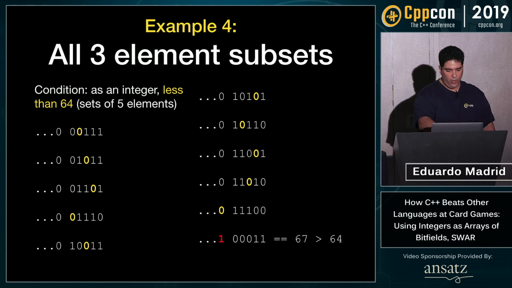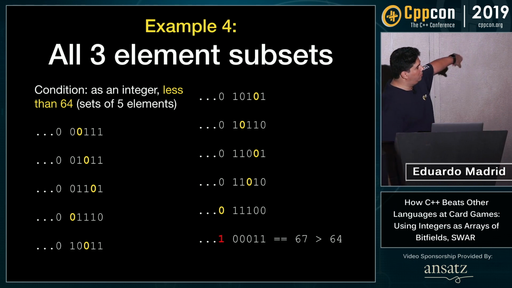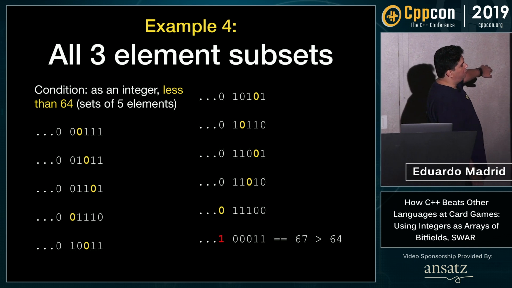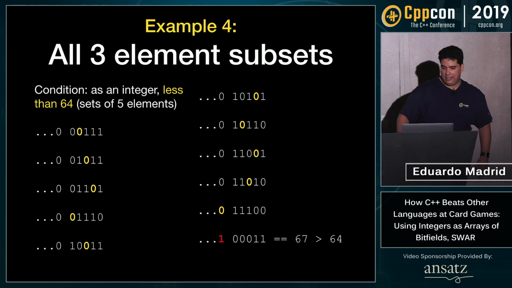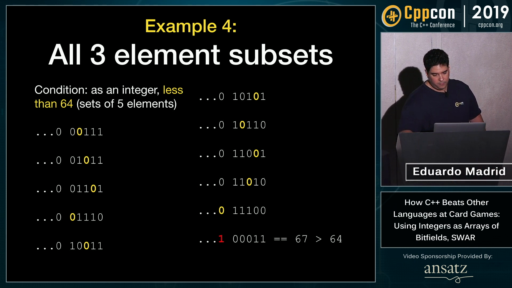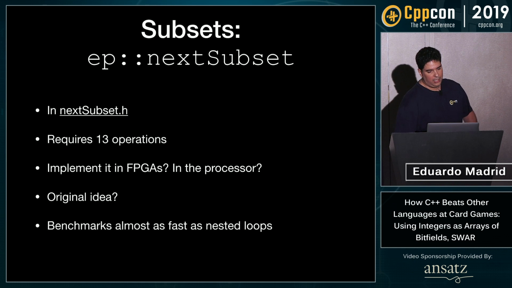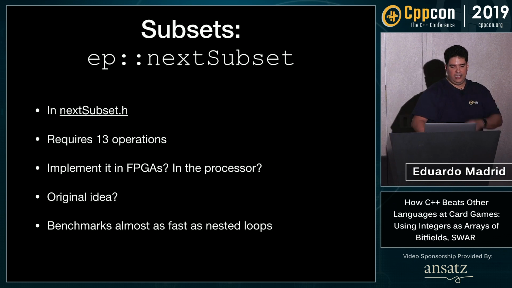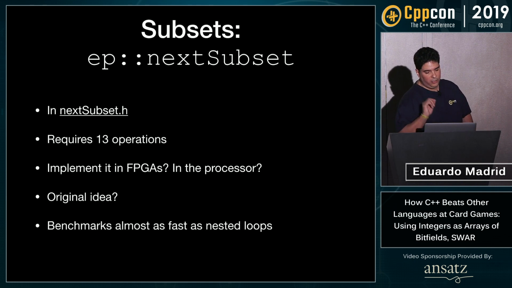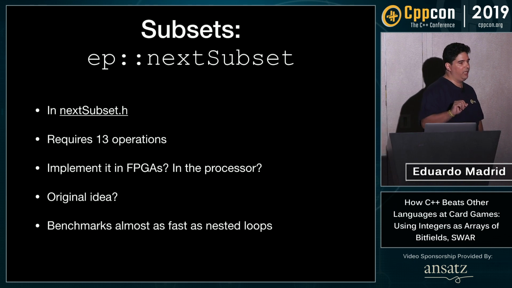This ends when I need to draw outside of my initial 5 elements, and that's why I put it in red. This is what I just explained, and that's implemented in the next subset. I don't have the time to show you the code, but I know that it requires 13 operations.